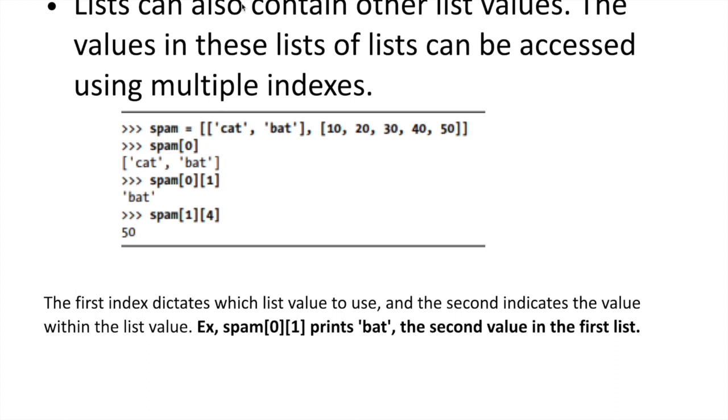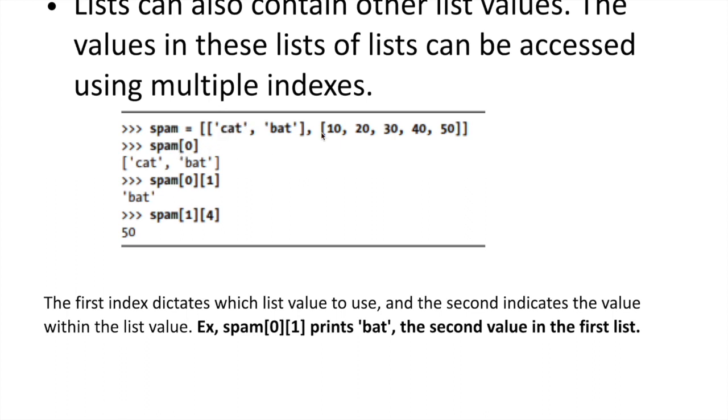Next, a list can also contain other list values. That means you can include a list within another list. It is possible. But how you can access a list that is inside another list is using multiple indexes. For example, here we have two lists. One list contains strings, another list contains integers. We have two lists, right? How to access the lists that are inside another list? We can use multiple indexes. Two lists are there inside a single list.